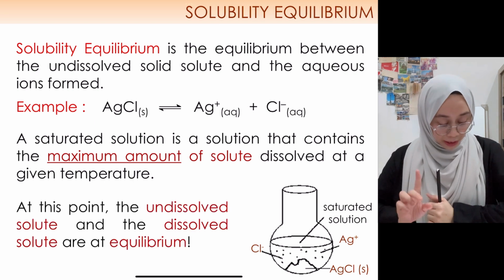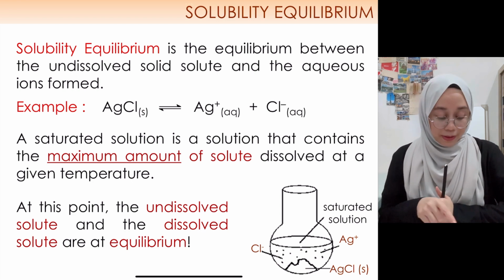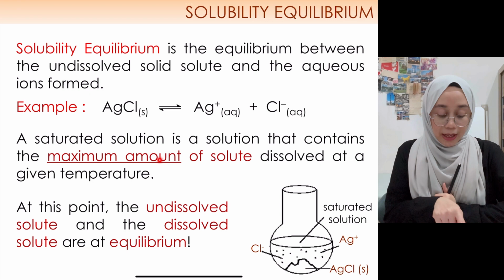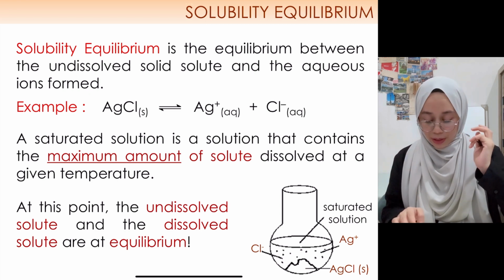Okay, at this point the undissolved solute and the dissolved solutes are in equilibrium. So bila dia dah mencapai maximum amount ni, okay, maximum amount of solute dissolved at a given temperature, waktu tu the undissolved solute dengan the dissolved solute are at equilibrium.